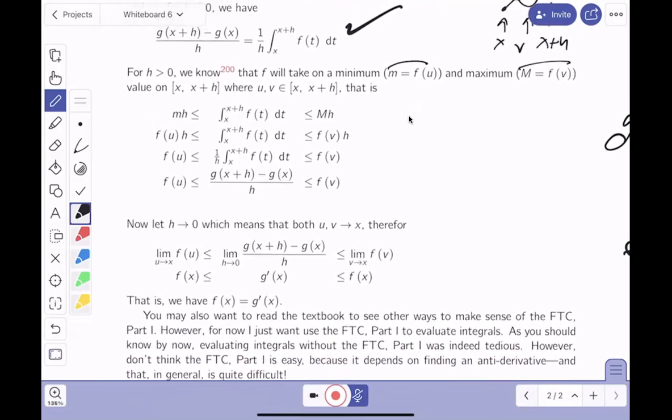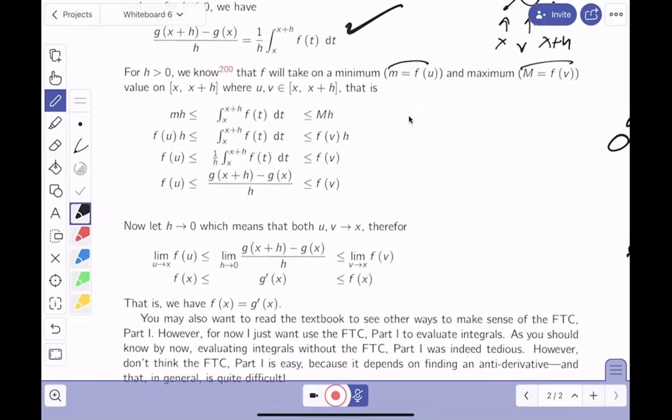So what they do is they simply say, you know what? The area that's represented by that thing, well, the most it could be is M times the width of that thing. That's the maximum value. The least it could be is m times h of that thing. The width is h. Then they say f of u is equal to m, and f of v is equal to big M. I got that written down. Makes sense to me.